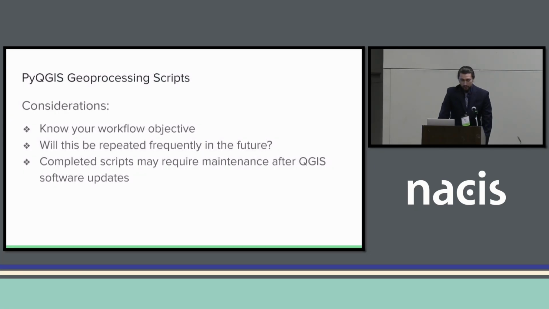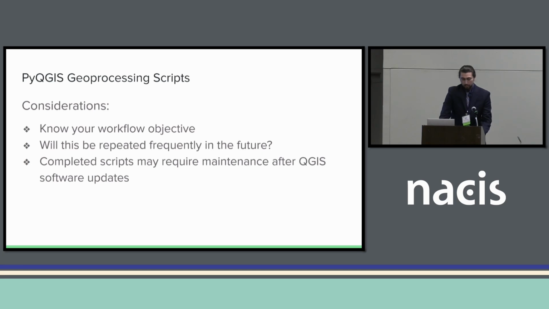Now, before writing a PyQGIS geoprocessing script, here are a few considerations. First, know what your workflow objective is. This can include simple or complex geoprocessing of datasets. An example may be to project, clip, and merge multiple datasets.